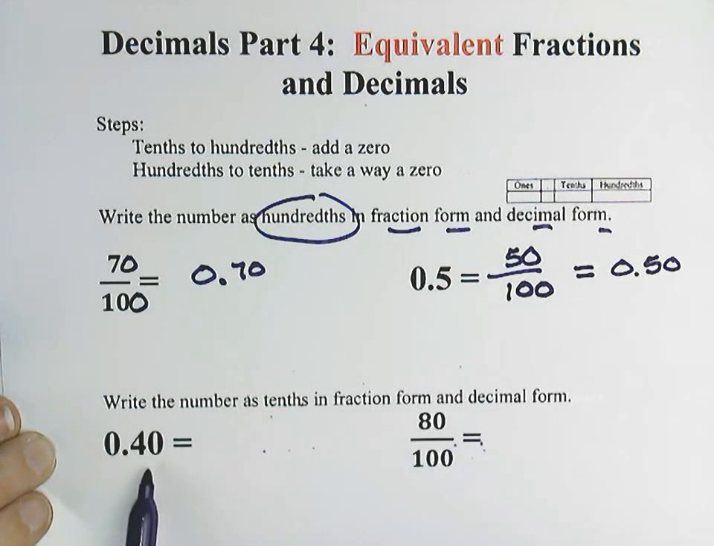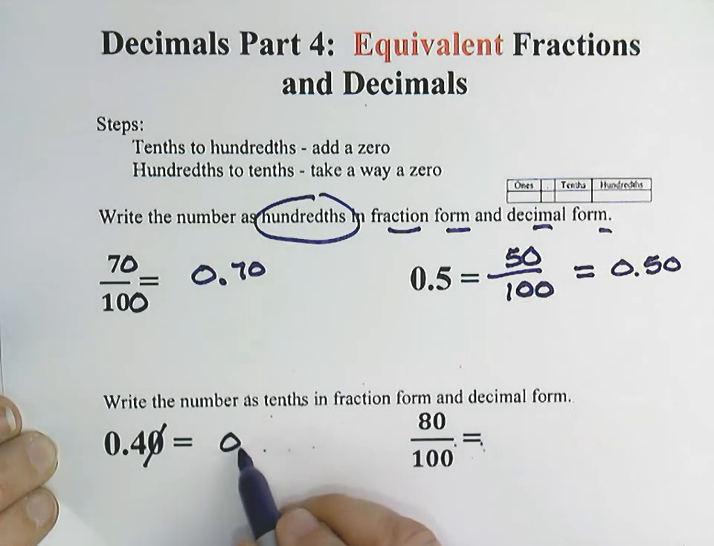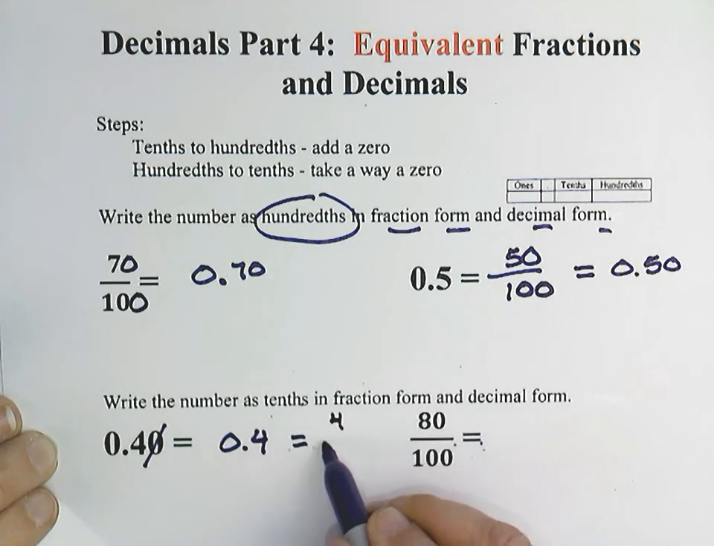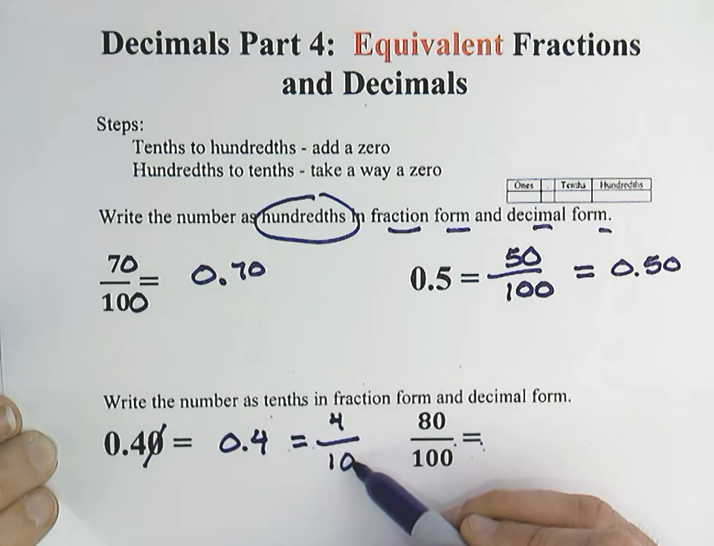Here, write the number as tenths in fraction and decimal form. Notice here that this time it is in hundredths in decimal form. So what we could do, we said just take away a zero. So that would be in tenths, 4/10ths. And then if I write 4/10ths, it sounds exactly like I said it, 4/10ths. So this would be 4/10ths in fraction form.